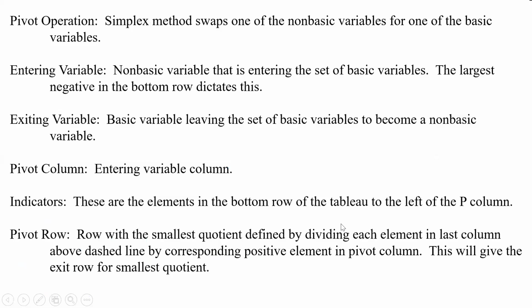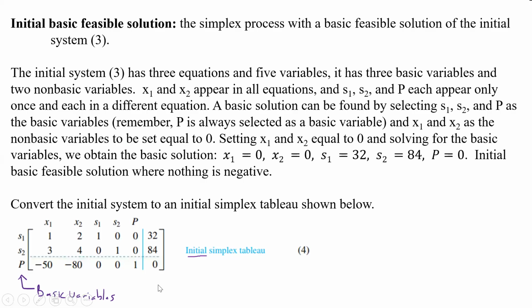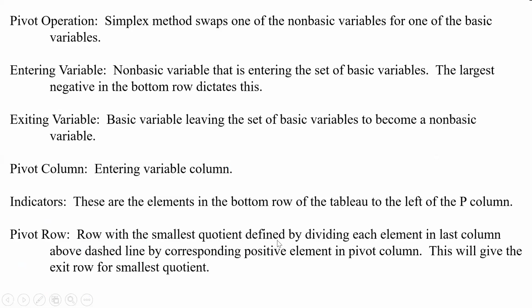Okay. All right, so some terminology to help us, so when we get to the process of actually doing the simplex method, we'll understand it. So there's going to be a pivot operation. Basically, the simplex method swaps one of the non-basic variables for one of the basic variables. So we're going to swap one of these for one of these. So what's going to happen is this comes down here, maybe it comes down here, maybe this one, but we're swapping one of these two for one of these two here. The P stays down at the bottom all the time, so we're not going to swap anything there.